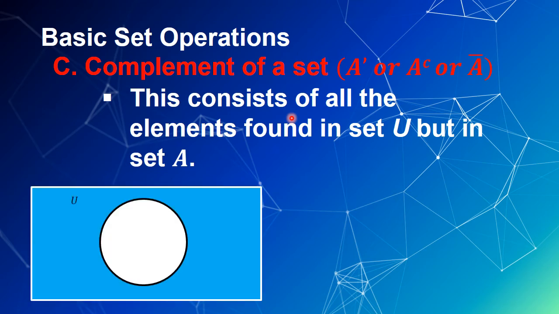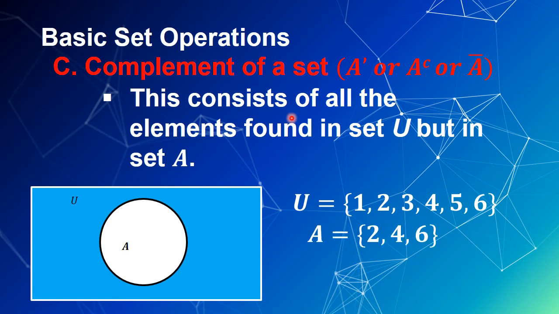So let's say, for instance, we have the universal set, 1, 2, 3, 4, 5, 6, and we have A: 2, 4, 6. So when we say A prime, you are going to list those elements which are not present in set A. The elements present in set A are 2, 4, and 6. So what are those elements which are not present in set A but present in the universal set? Those are 1, 3, and 5. So 1, 3, and 5 are outside the given set.